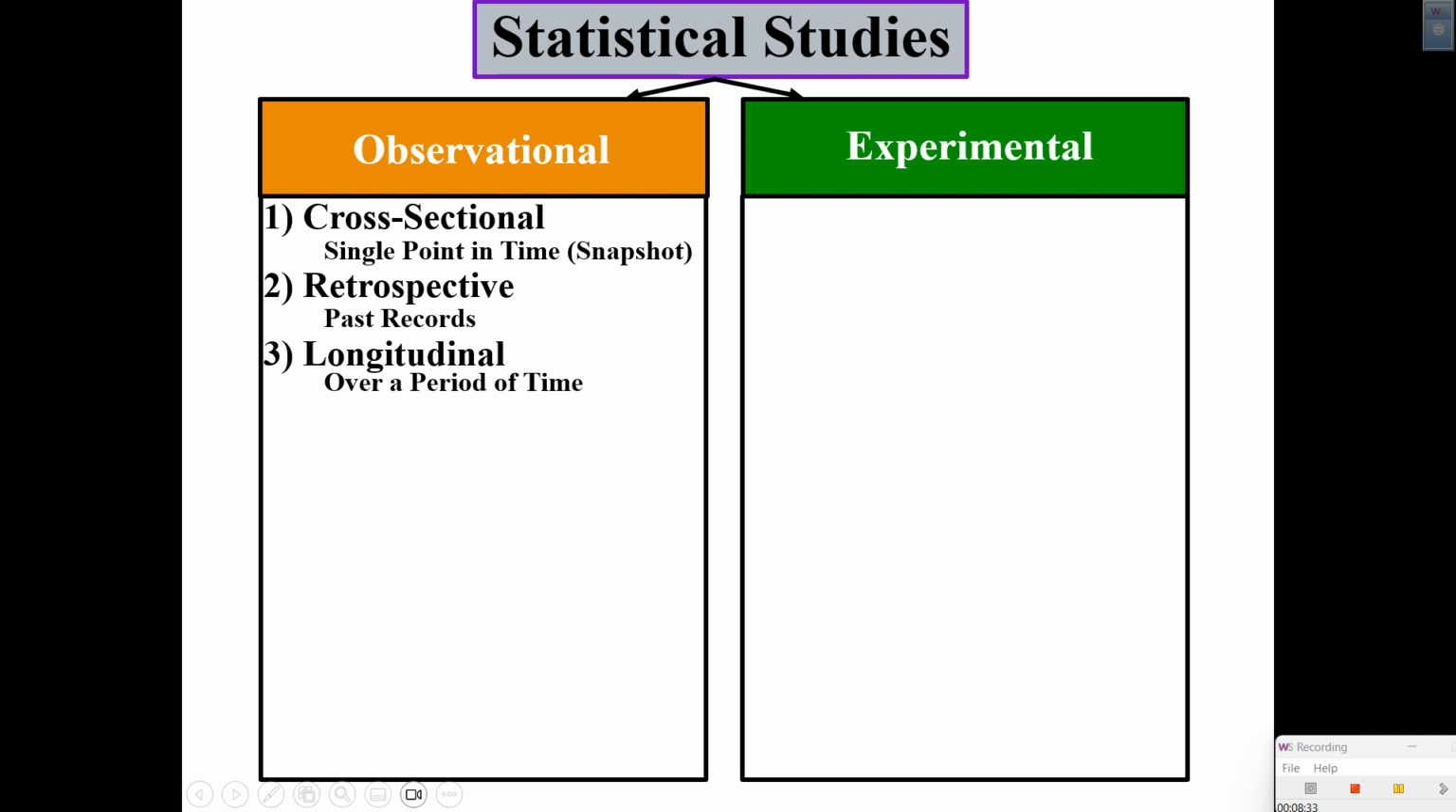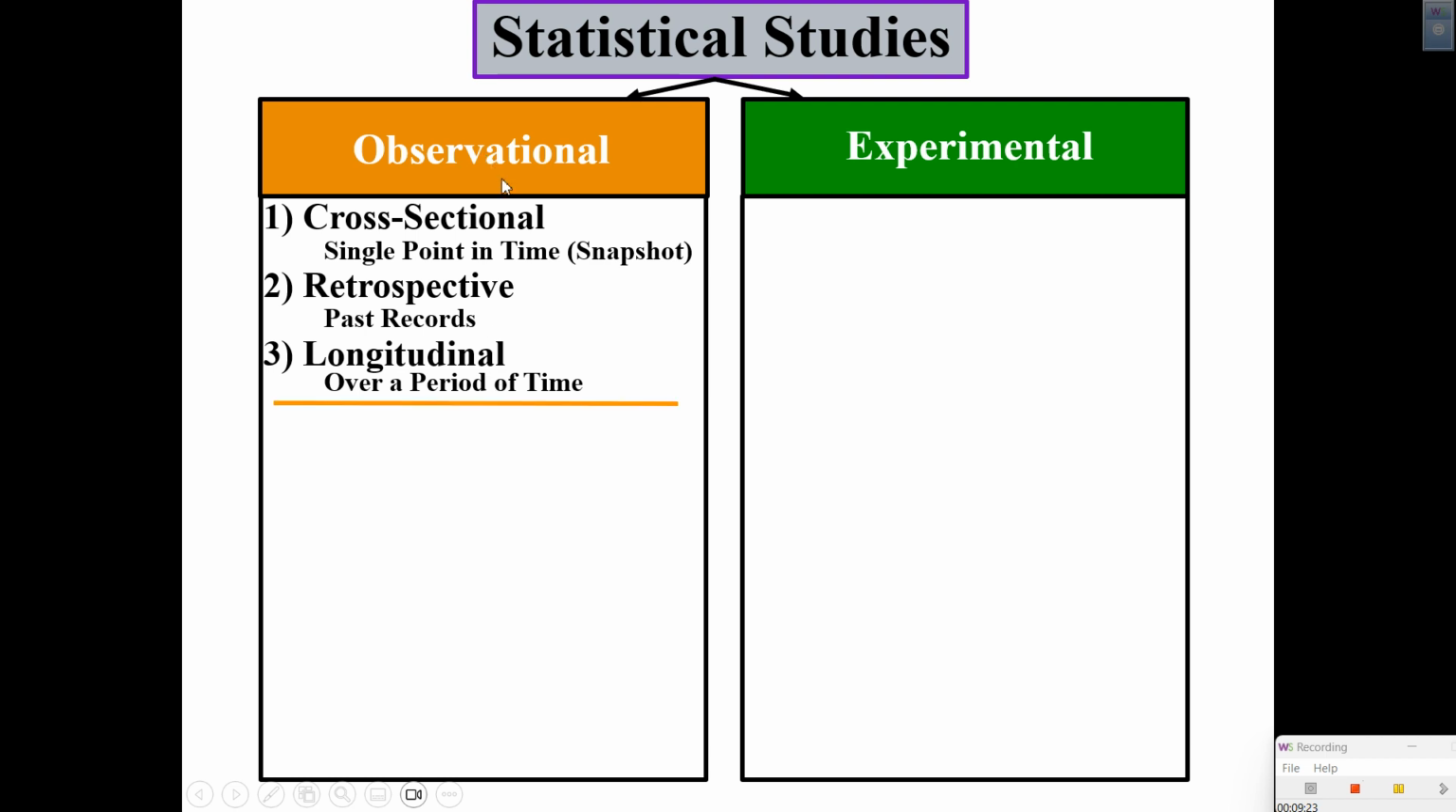Pretty straightforward? All right, so before we move on, talk to your neighbor, let them know the difference between cross-sectional, retrospective, and longitudinal study. Those are all observational. Talk to your neighbor, please. Difference from one to the other. All right? And once again, all these three are observational.